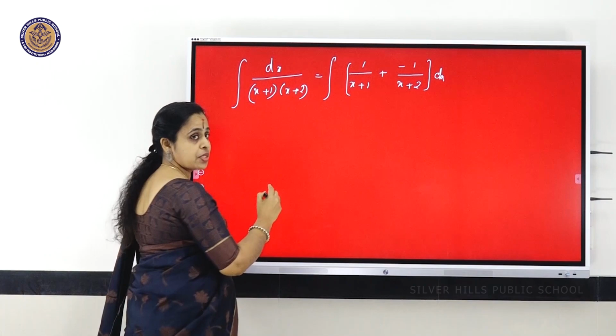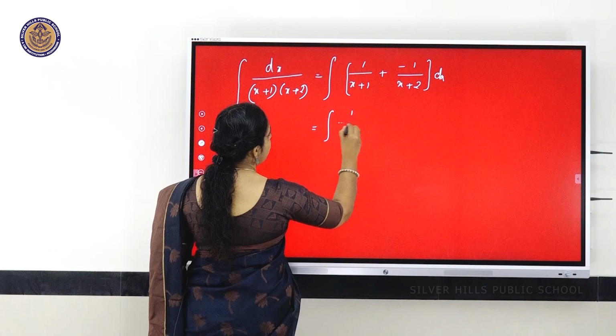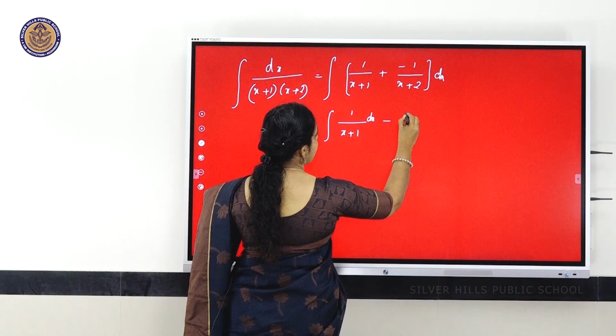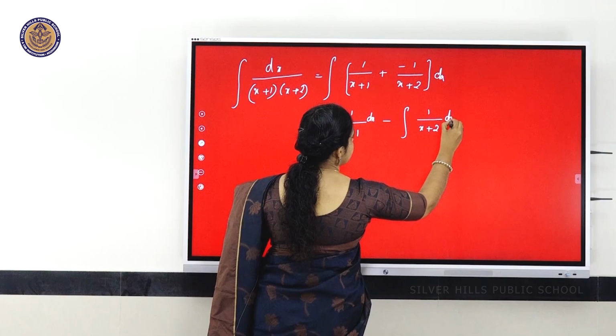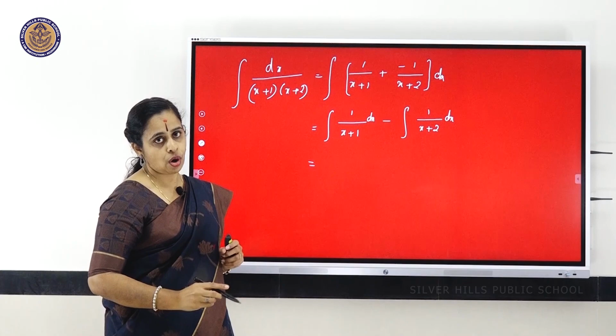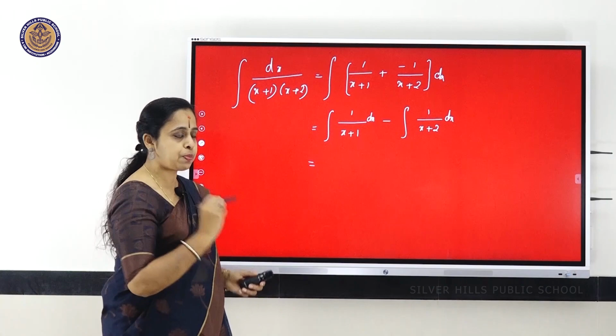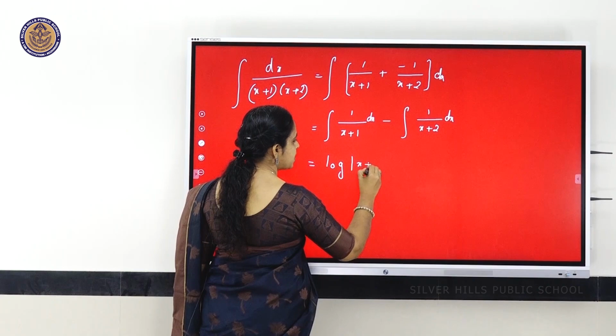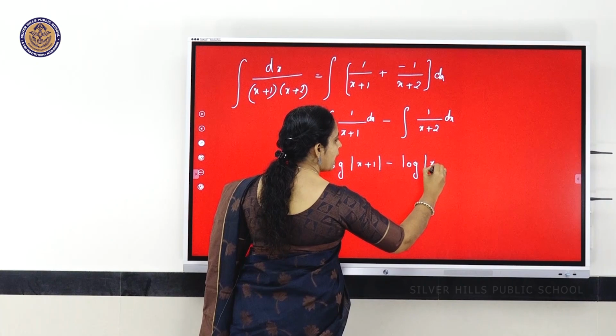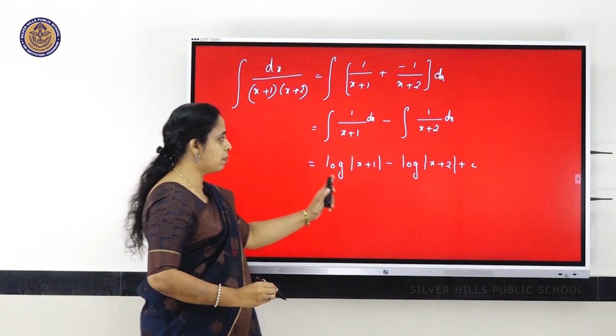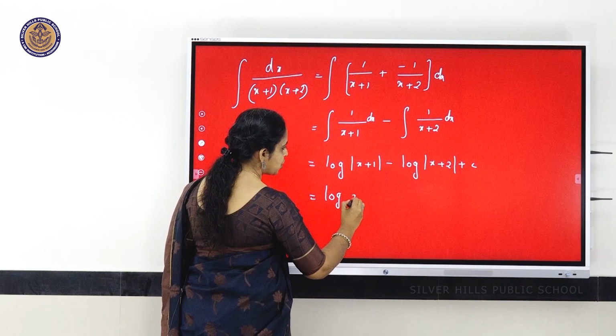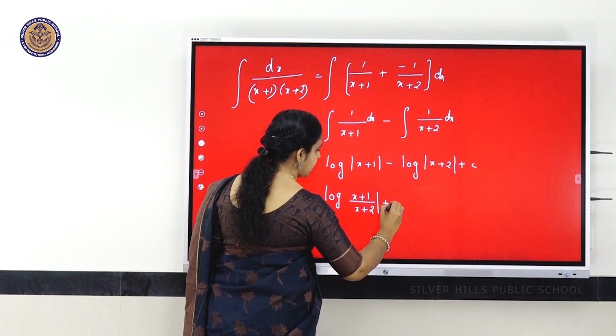Now we can split it into two integrals: integral 1 by x plus 1 dx minus integral 1 by x plus 2 dx. What is the integral of 1 by x? It is log x. So the integral of 1 by x plus 1 will be logarithm of x plus 1. So, logarithm of mod x plus 1 minus logarithm of mod x plus 2 plus the constant c. Now we can combine this to logarithm of x plus 1 by x plus 2 plus c. This is the final answer.